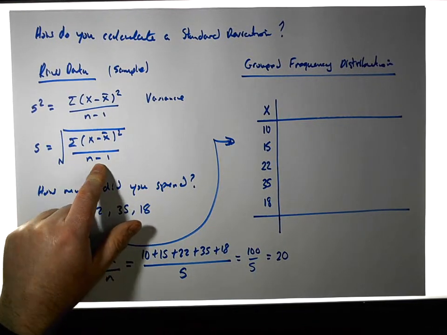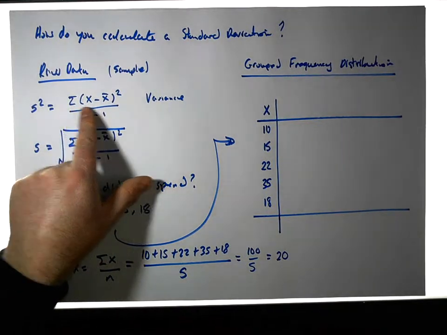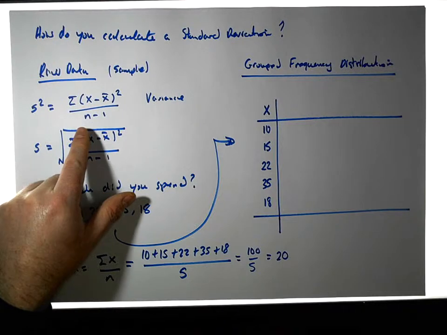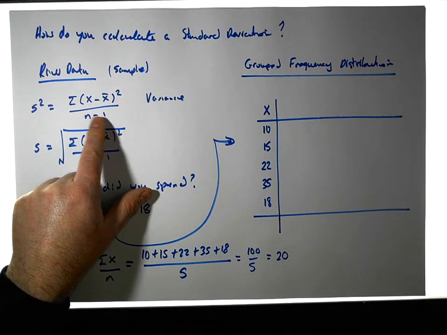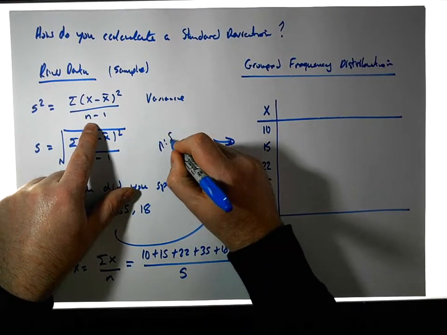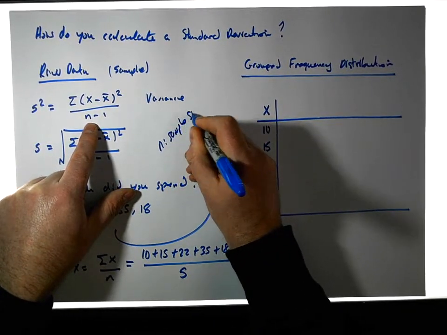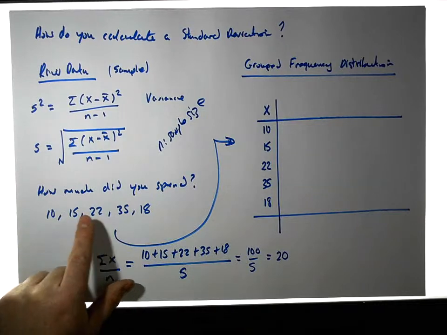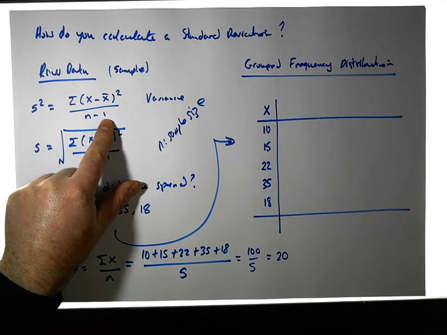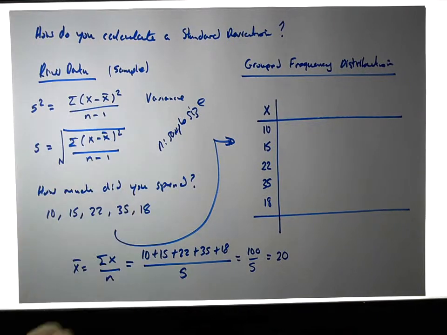But to do it, we're going to go through the variance, and you can see from the variance formula here that the denominator is n minus 1. It's the sample size minus 1. In our case, we've got 1, 2, 3, 4, 5 observations, so n is equal to 5. So 5 minus 1 gives us 4. So we have half the formula already.